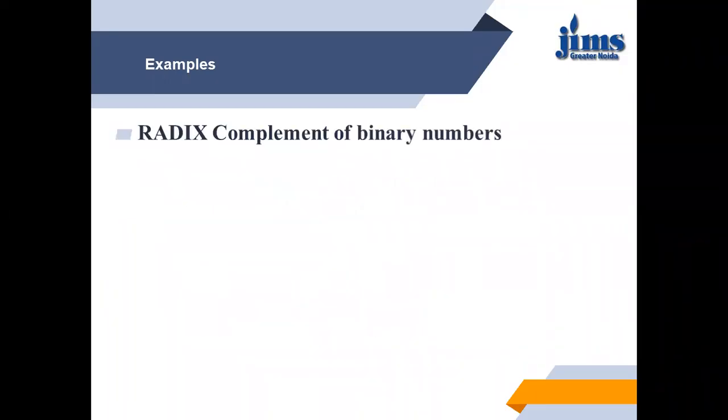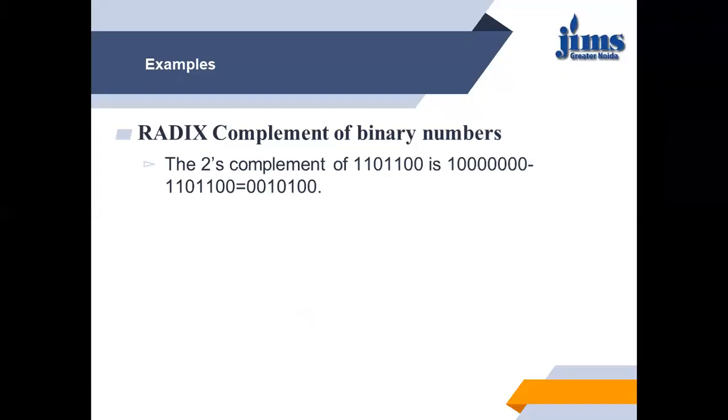Now, for the case of binary numbers, the radix complement, or the 2's complement, can be calculated by first obtaining the 1's complement, then adding 1 to the 1's complement. So here the 2's complement, if we go with the formula, will be r to the power n. Here n is 1, 2, 3, 4, 5, 6, 7. Then r to the power 7 will be 1 followed by 7 zeros, minus this number, and we get 0, 0, 1, 0, 1, 0, 0.